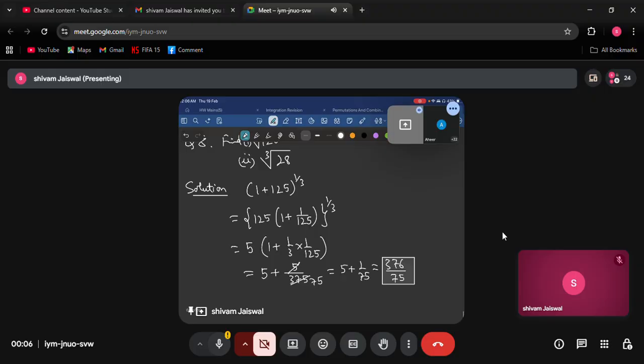Okay. Quickly send the cube root of 28. In a similar way, solve the cube root of 28.